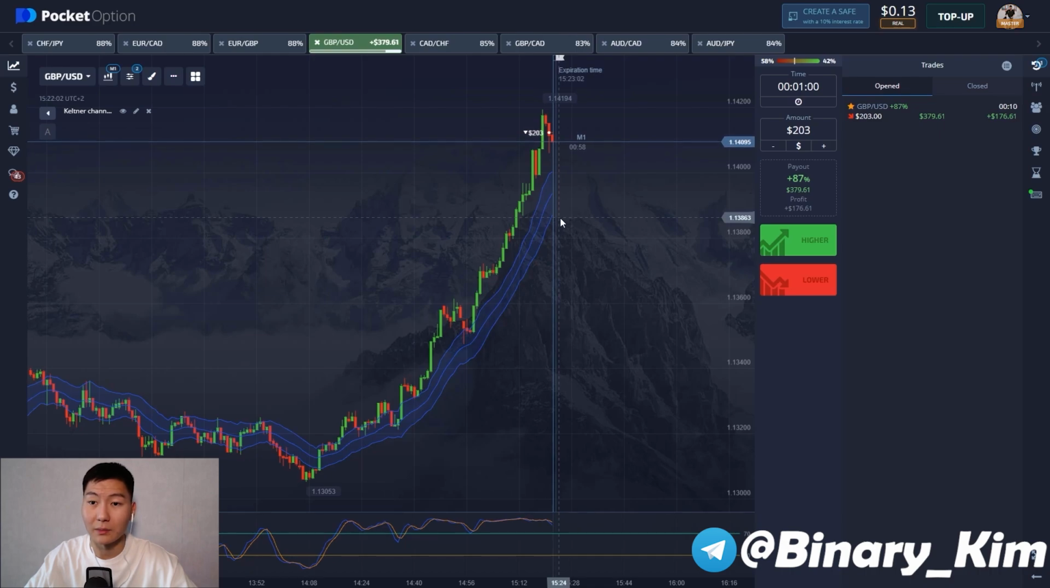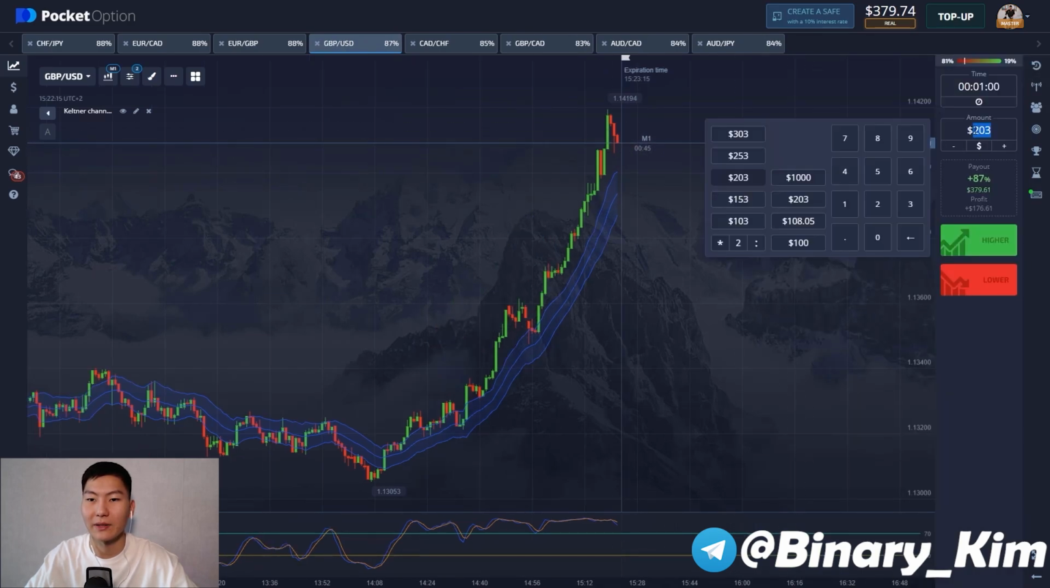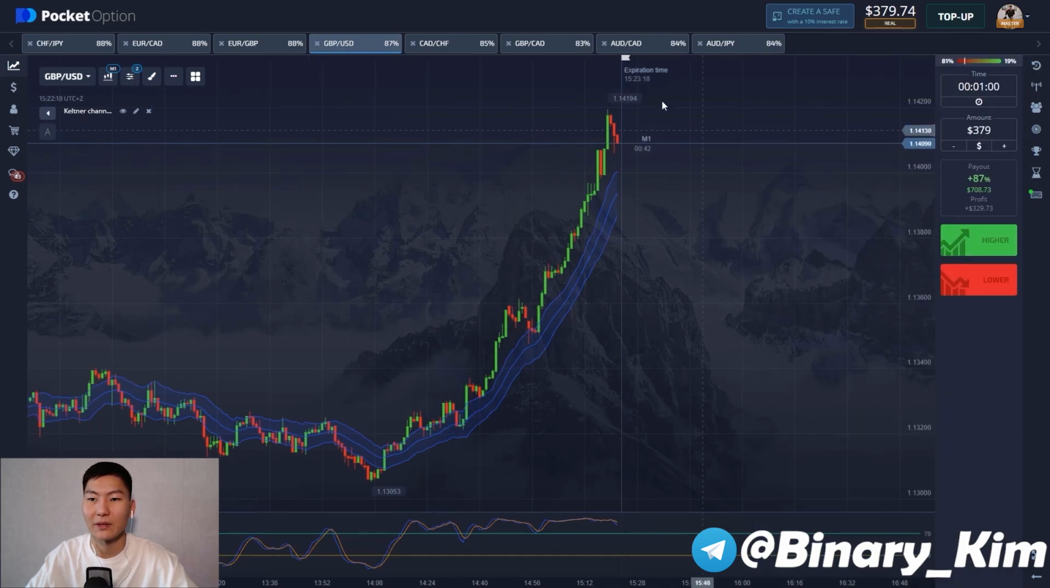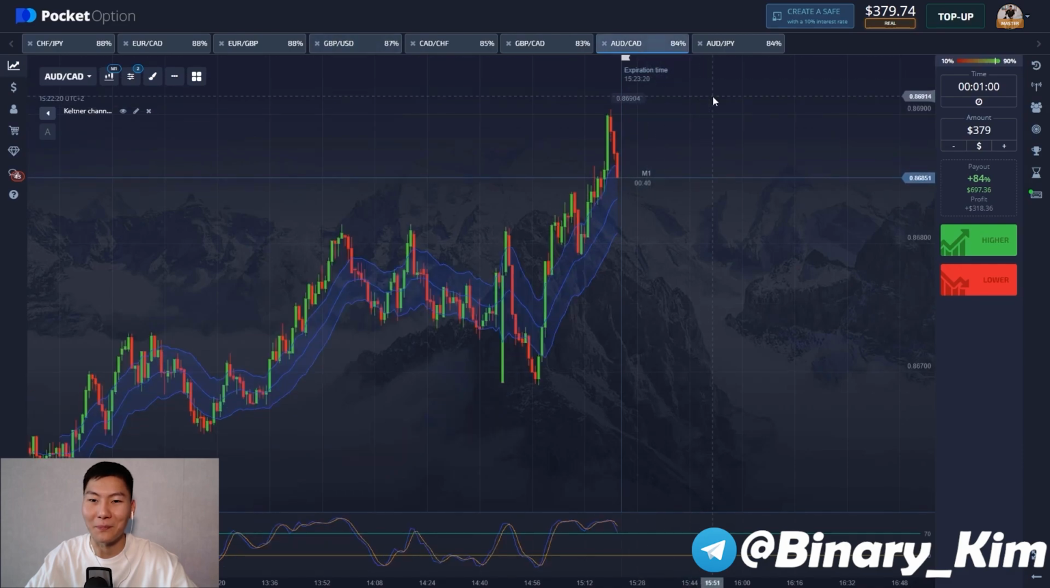There are around 5 seconds, 10 seconds left before the closing. And our position has been closed in profits, guys. There are almost 400 bucks on the balance. There is no stopping here. Let's keep it going.